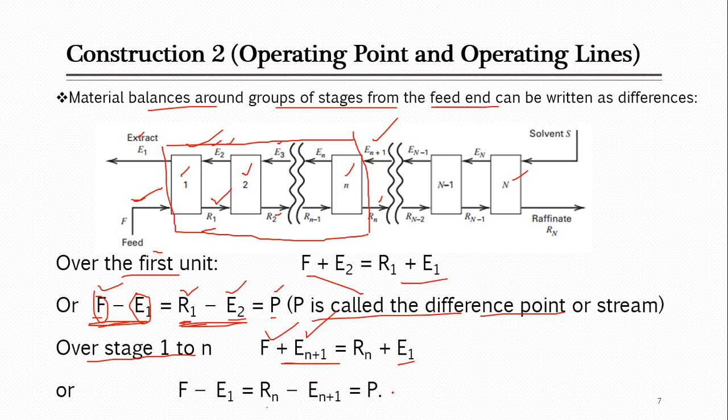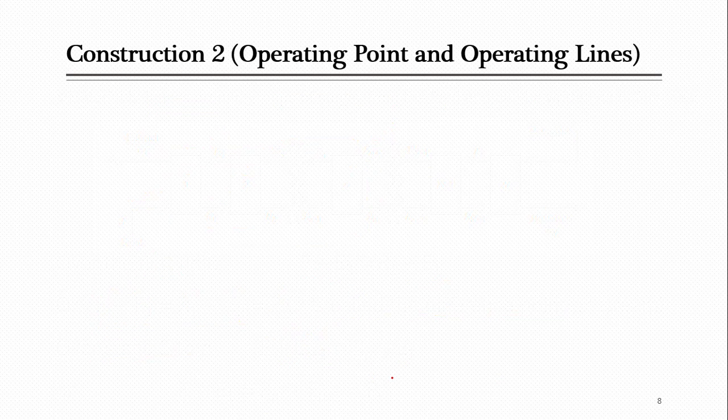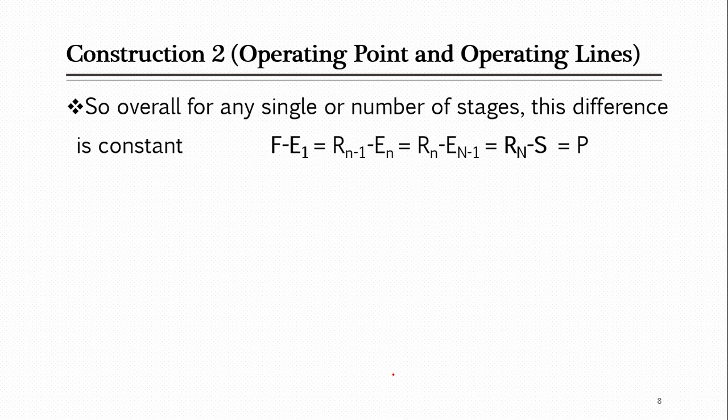So based on this you can see that either you apply the balance on any of the individual stages inside the system, or on the whole system, or up to some specific limit, like here we are applying the balance from 1 to n small. They all are equal to P, that's called the operating point or difference point. Like for any single stage or a number of stages, the difference will be equal to P, and that's constant.